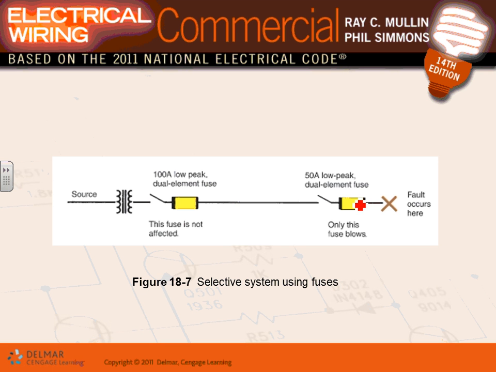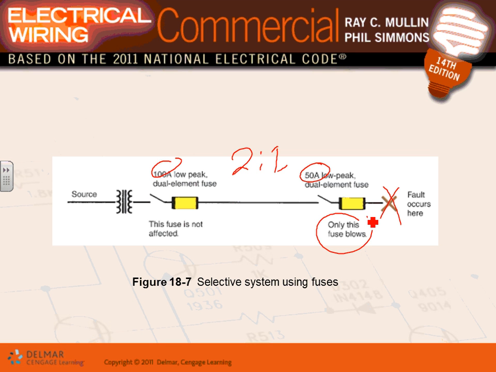Selective coordination, like we said, here's your selective coordination. You have a fault right here. A Low-Peak dual element time delay fuse, 50 amps with 100 amps, like a 2-to-1 ratio, will get your coordination between these two. This fuse is not affected. If you have a short circuit, this fuse will open. The manufacturer of the fuses typically tells you that if you maintain a ratio of 2-to-1 between the branch circuit and the feeder overcurrent protection device, for the most part you are good.